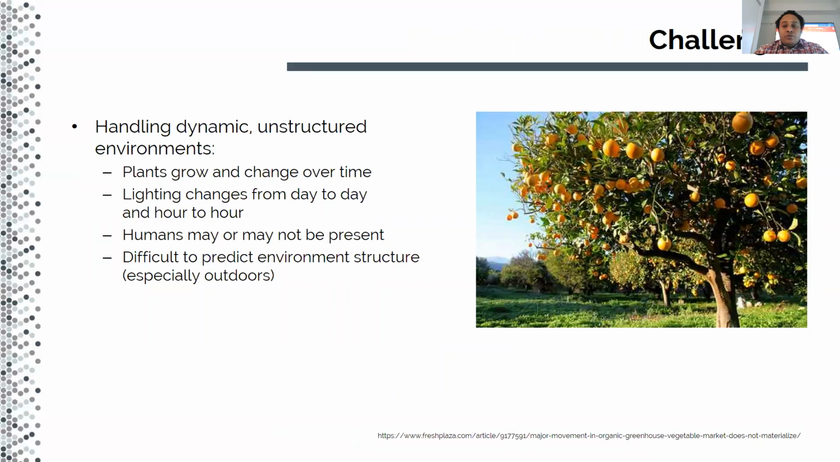Okay, so we'll look at some of the primary challenges we face when developing and implementing automation solutions in horticulture. The first thing we'll talk about is the fact that in this industry you're dealing with highly dynamic, unstructured environments. Say, in comparison to something like a warehouse, plants change as they grow, lighting changes over the course of the day and as the season progresses, and it's possible you may or may not have humans around. So it's difficult to predict the environment and keep track of features.